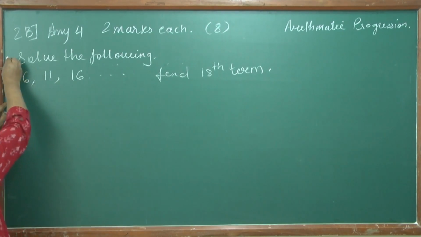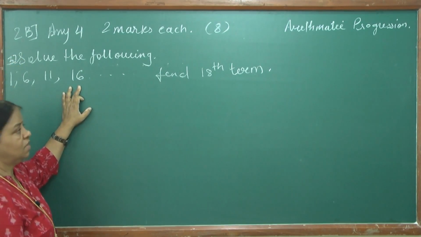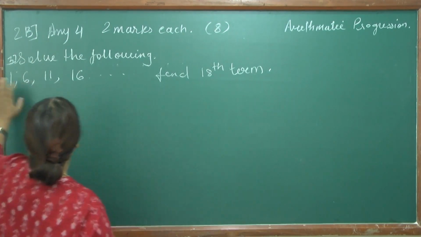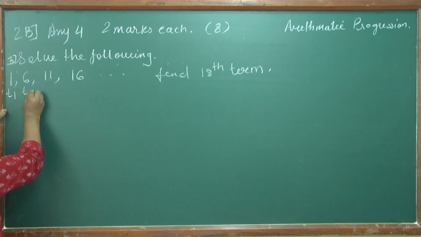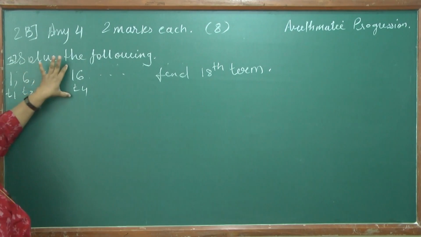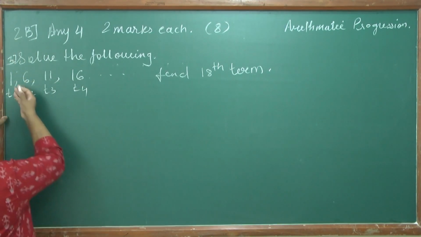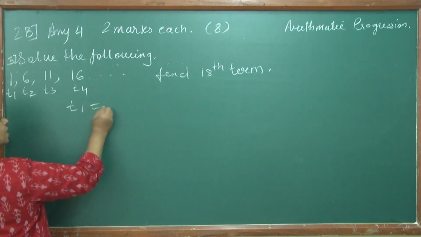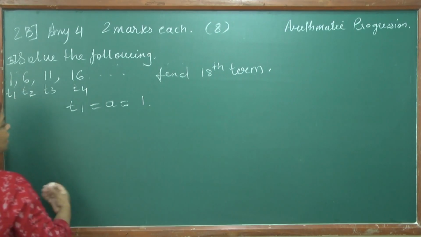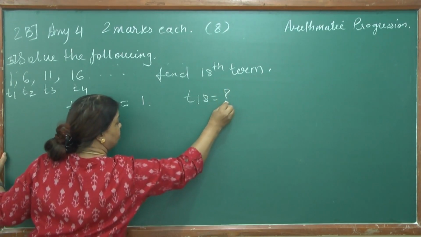Question number 3. 1, 6, 11 and 16 are given and you need to find out the 18th term. So this is T1, T2, T3, T4. First term, second term, third term, fourth term. And we need to find out the 18th term. Here T1 is nothing but A, and A is how much? 1. We want to find out the 18th term. That means T18 we want to find out.